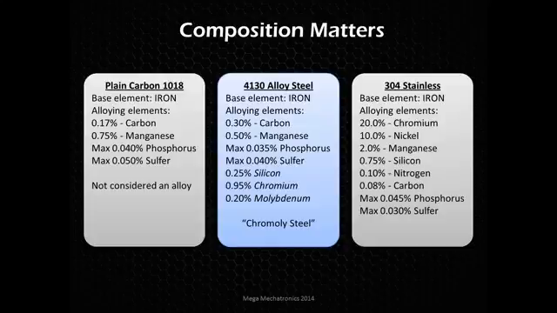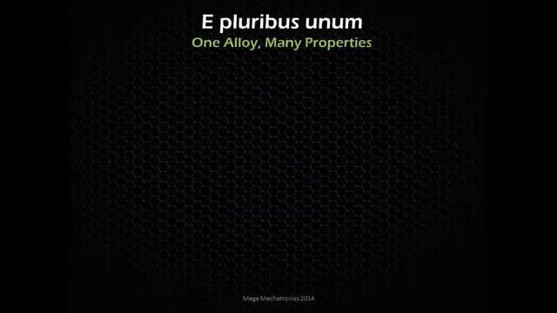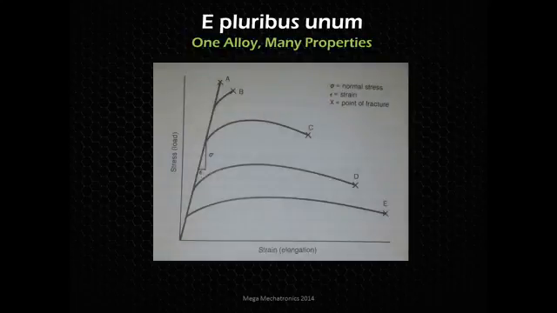And then let's look at 304 stainless, 20% chromium, one-fifth of that is chromium, which is extremely hard, and these elements will create that protective layer and give stainless steel that reputation for being such a corrosion-resistant material. So out of one alloy, we can give it many different properties.